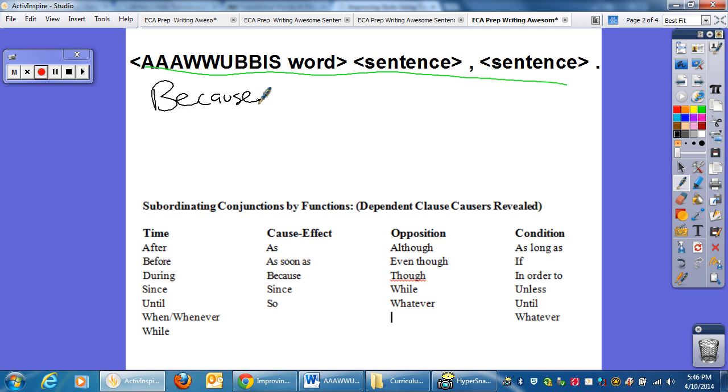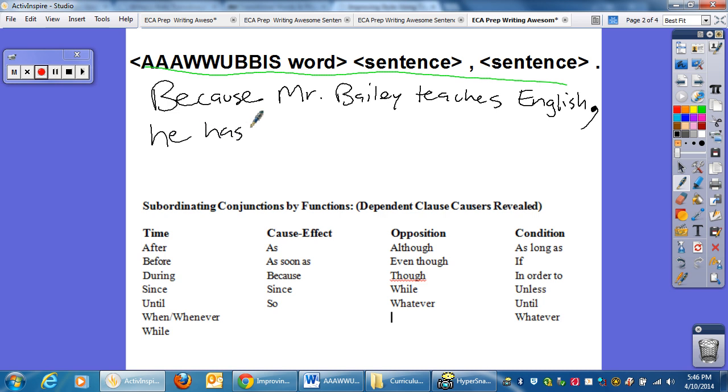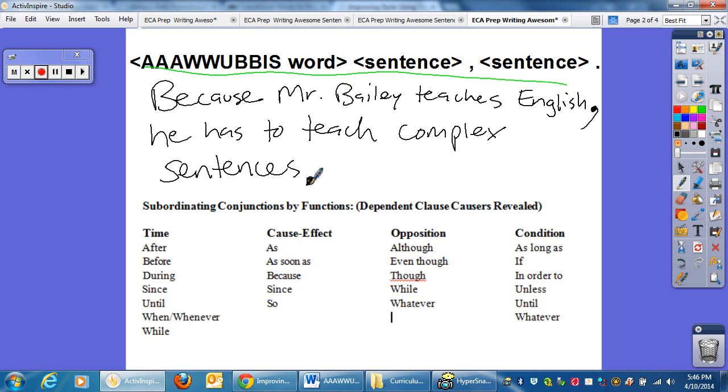Because Mr. Bailey teaches English, comma, he has to teach complex sentences. Period.